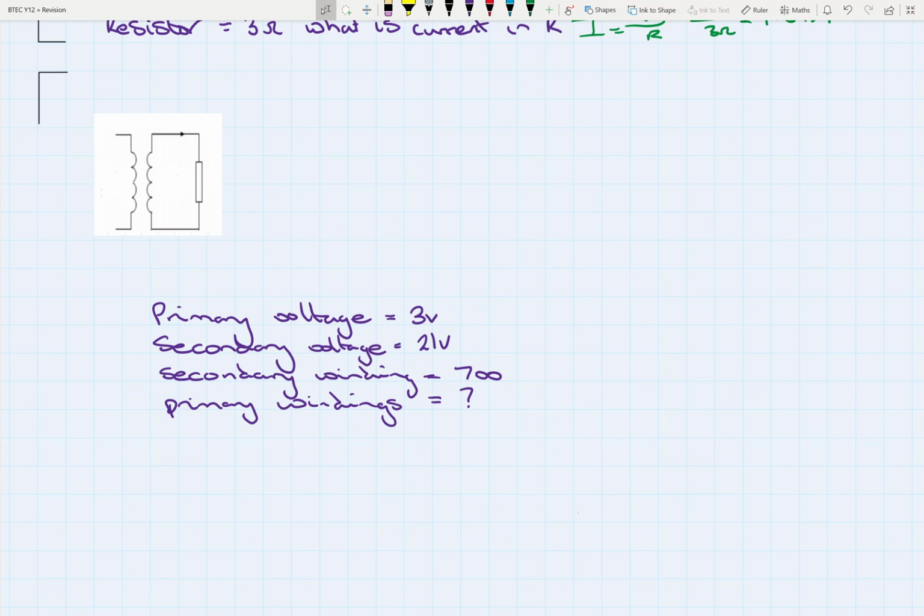Okay, so in this question here, we've got the primary voltage 3 volts, secondary voltage 21 volts. So we've got an increase in voltage there, so it's a step up transformer. It's always the voltage that we talk about when we're talking about either step up or step down. In this case, we don't know what the primary windings are. So I'm going to start off by writing out the equation, just so that we've got that, and then we can insert all the rest of the values. We know that's everything that we know. So then we can start to look to rearrange.